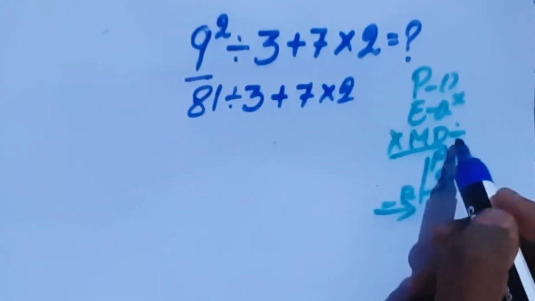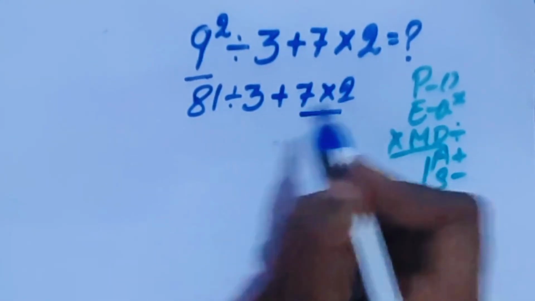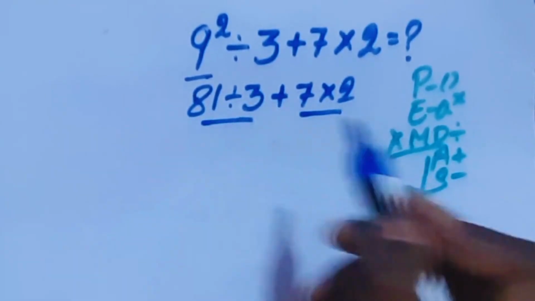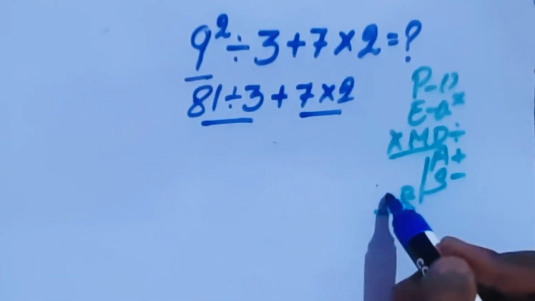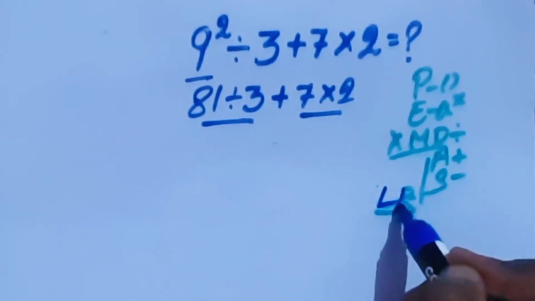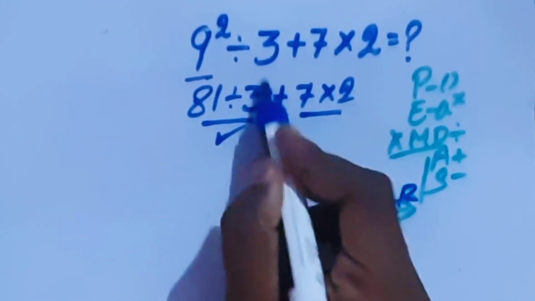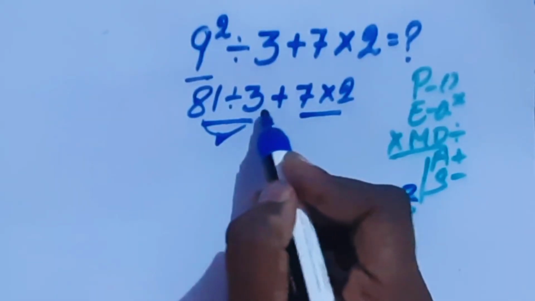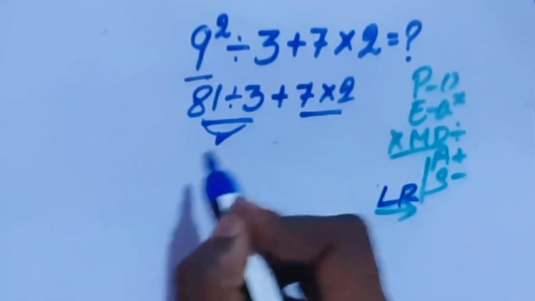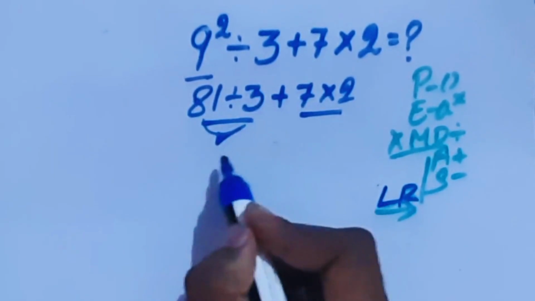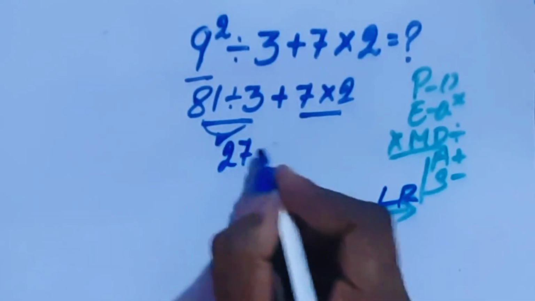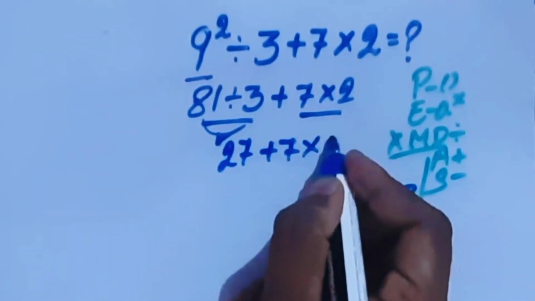Next priority is multiplication and division. Here we have multiplication and division. Here both are equal priority. For this equal priority we have introduced this left to right rule. Here the left to right one is this 81 divided by 3. So we have to do this 81 divided by 3 before this addition and multiplication. So here 81 divided by 3 is 27, plus 7 times 2.